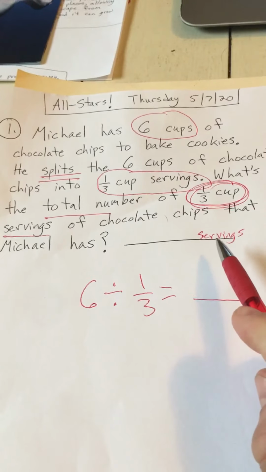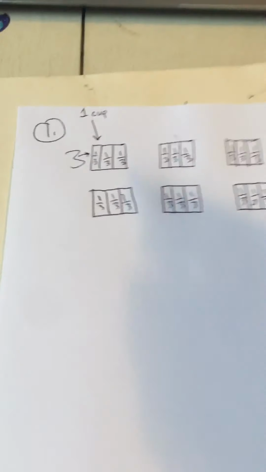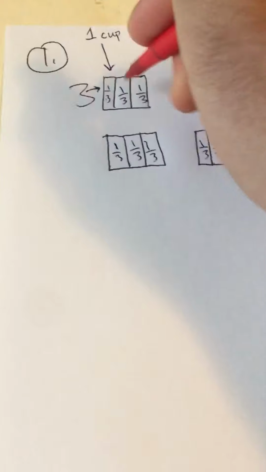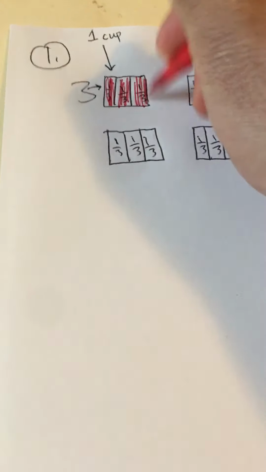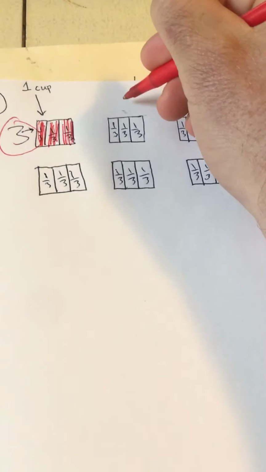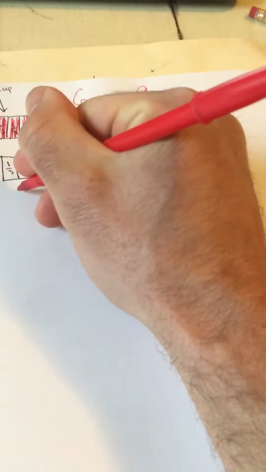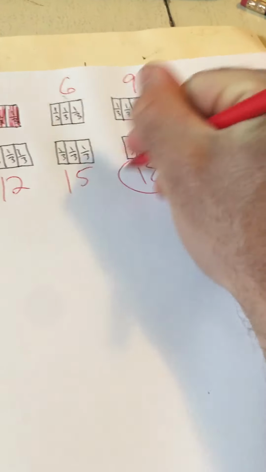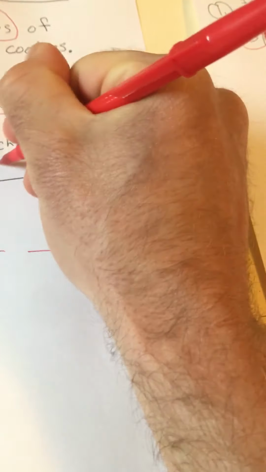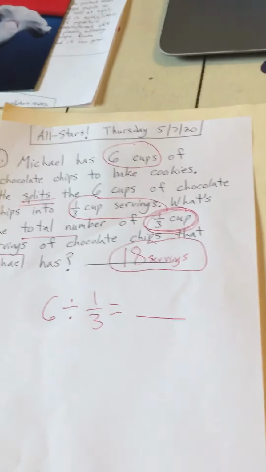Now it says, how many 1/3 cup servings of chocolate chips does Michael have? So like I said here, he's got 1, 2, 3 of them for that whole. So he's got 3 more, which makes a total of 6. He's got 3 more, which makes 9. 3 more, 3 more, and 3 more. The answer is 18 servings. So he can make 18 servings that are each 1/3 of a cup.